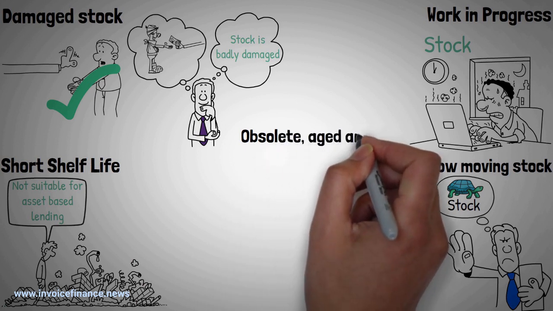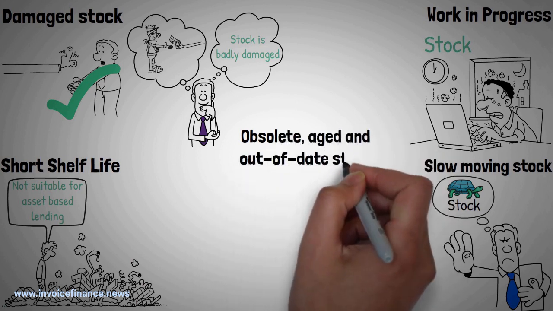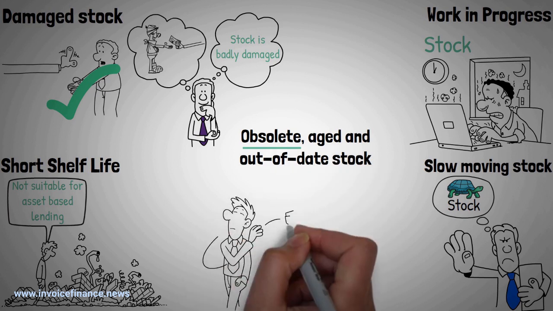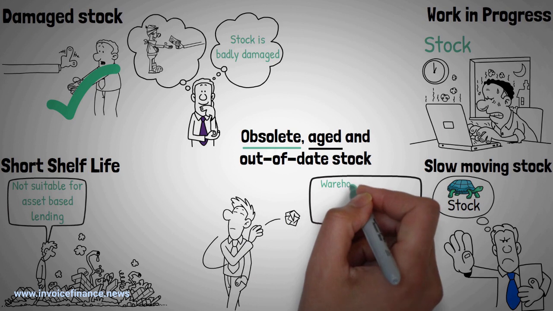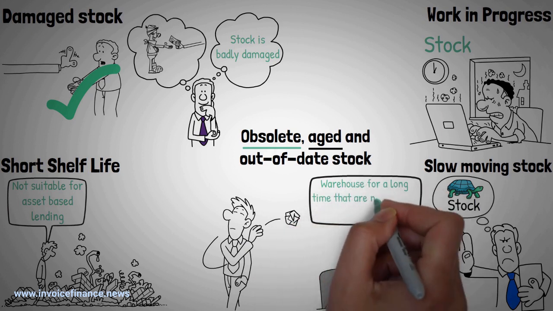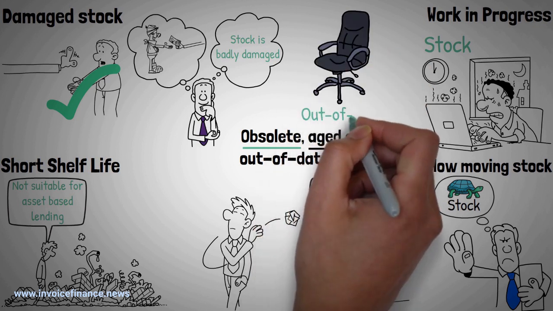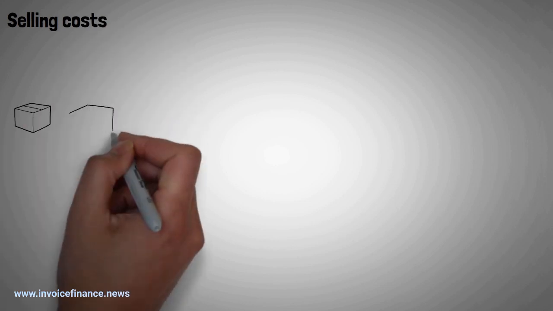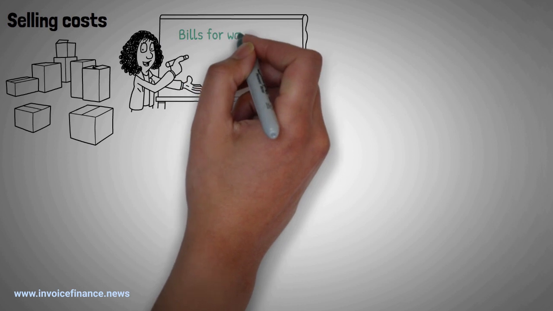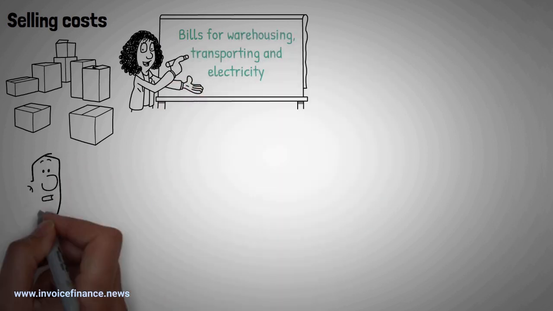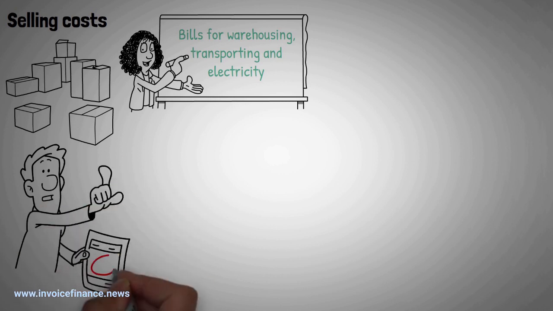5. Obsolete, aged, and out-of-date stock. Obsolete could refer to stock that is no longer relevant. Age refers to items that have been in the warehouse for a long time that are not looking likely to be sold. Any item that is labeled out of date is also subject to retentions. 6. Selling costs. The annual evaluations of stock will assess the overheads involved in selling stock, such as bills for warehousing, transporting, and electricity. These costs will be accounted for in retentions.